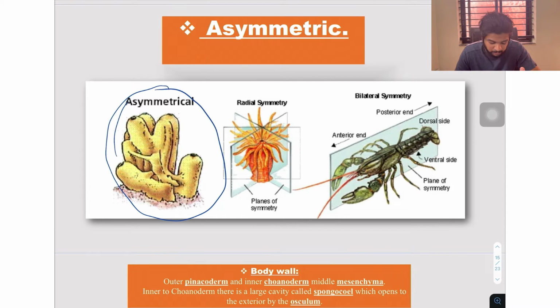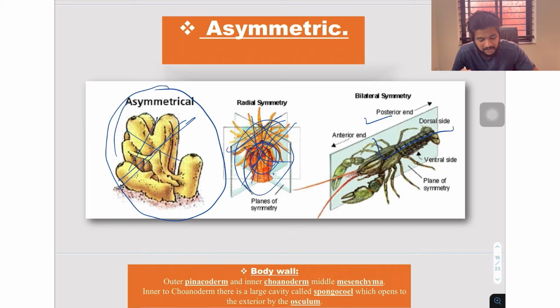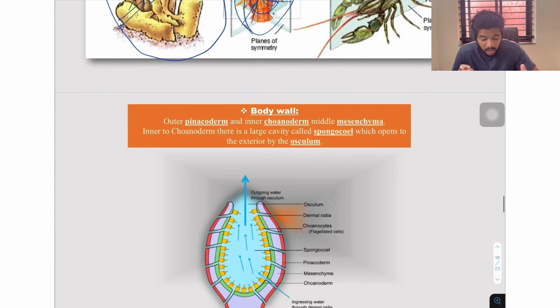Why are they called asymmetric? Because in whichever way you cut, you will not get two equal parts, hence they are called asymmetric. See here, this example is for radial symmetry, and this example is for bilateral symmetry. In radial symmetry, if I cut this organism in any plane passing through the center, I will get two equal parts. Whereas in bilateral symmetry, I will get two equal parts by cutting an organism in only one plane passing through the center. But here, however you cut, there will be no formation of two equal parts, hence it is called an asymmetric organism.